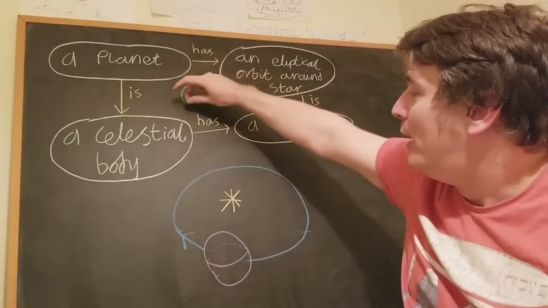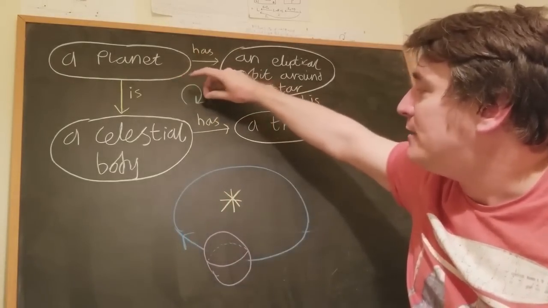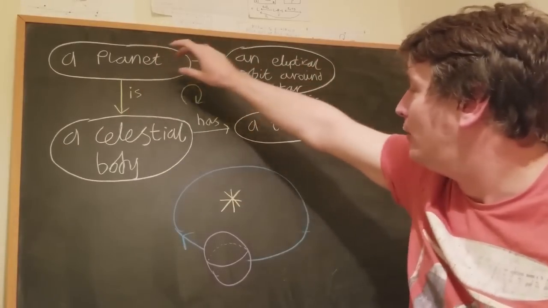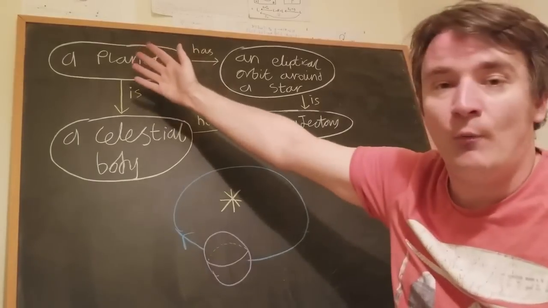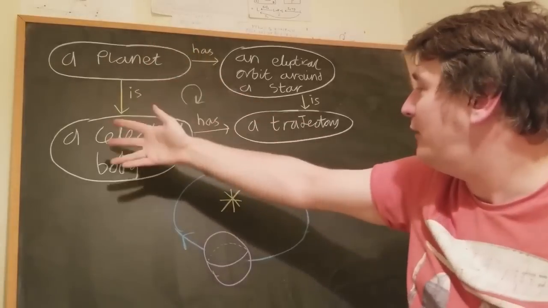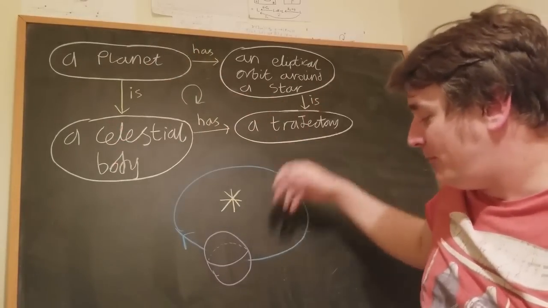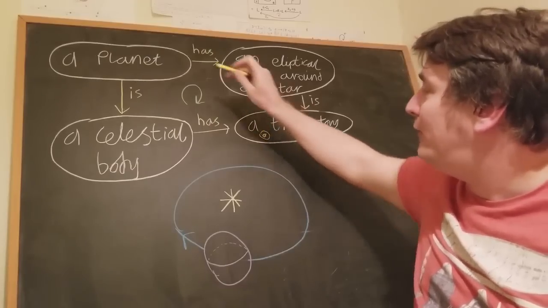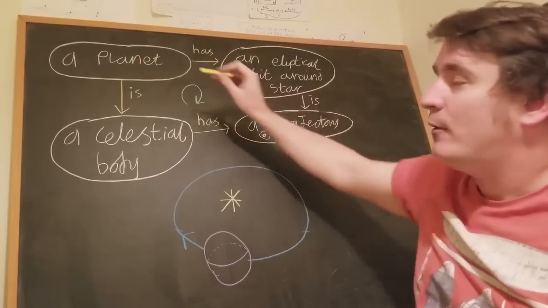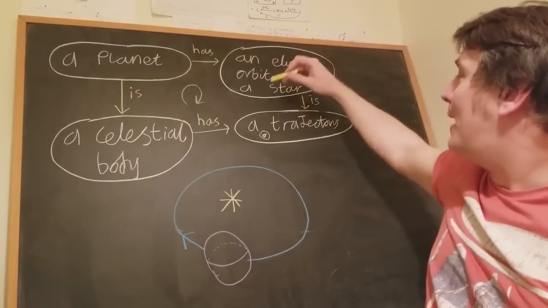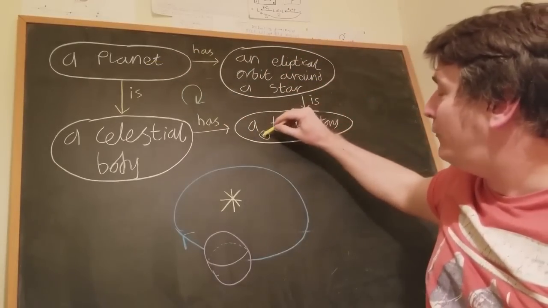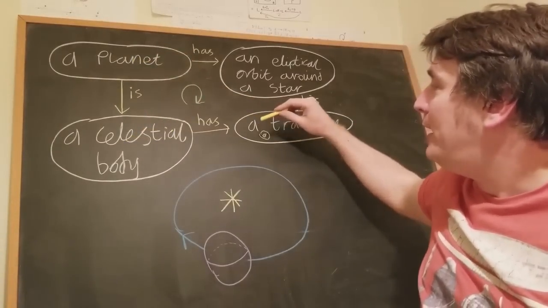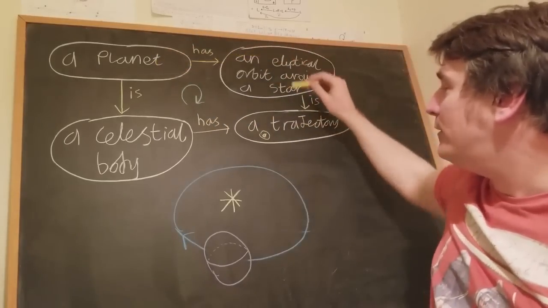Okay, so we'll denote commuting paths using a kind of green loop like this. And that means that the paths around this region are going to commute. They're going to compose to give the same results. So what this means in this case is that a planet is a celestial body which has a trajectory. That's going to be some trajectory in here, and that'll be the same trajectory that we get if we go along the arrows this way. So a planet has an elliptical orbit around a star, which is a trajectory. That's going to refer to the same trajectory. Hence, composing this arrow with this arrow equals what we get if we compose this arrow with this arrow.